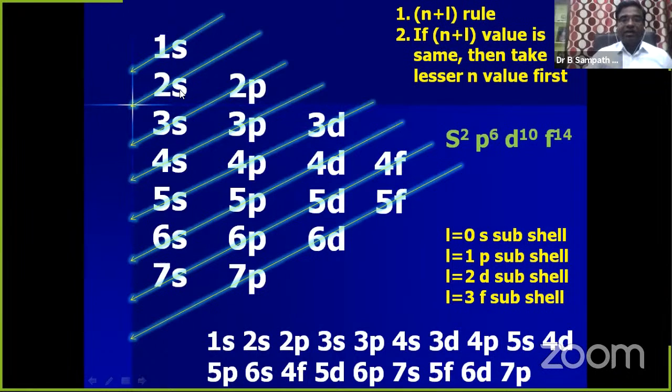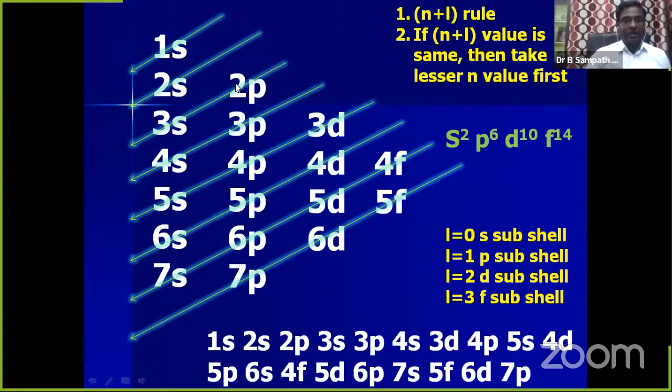Here the s orbital. What is the L value for s subshell? 0. Means 2 plus 0, that is 2 only. But here 2 plus P. P subshell means L is equal to 1. So for n plus L value, for 2p orbital is 2 plus 1, that is 3. Here 2 plus 0, here 2. So this is having less n plus L value and this is having more n plus L value.